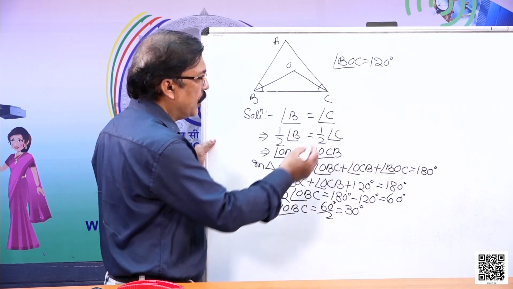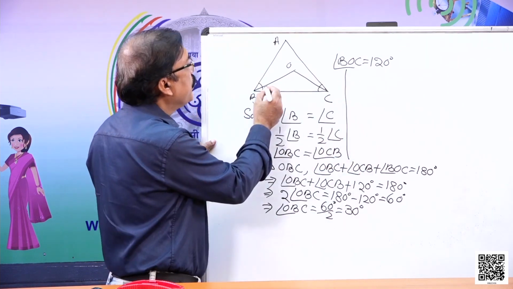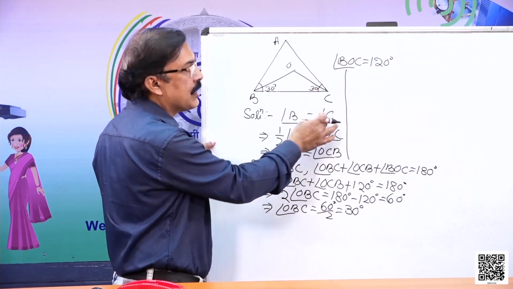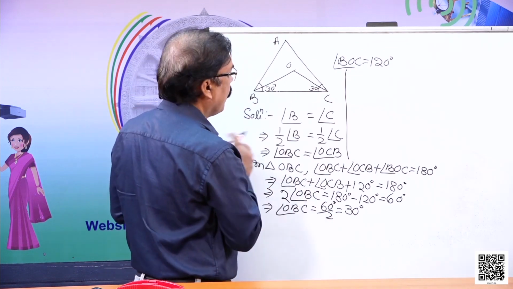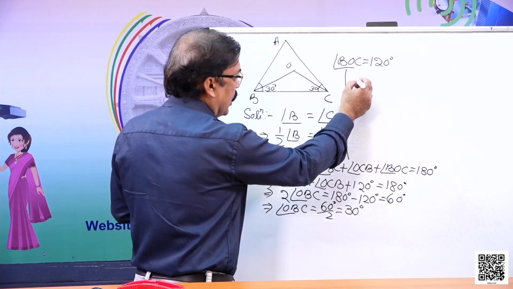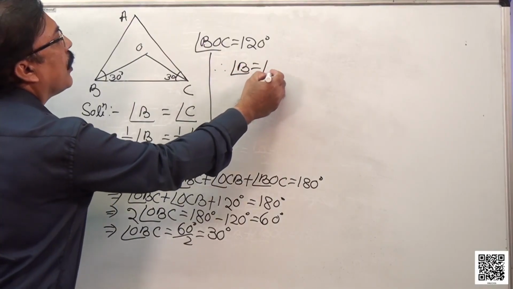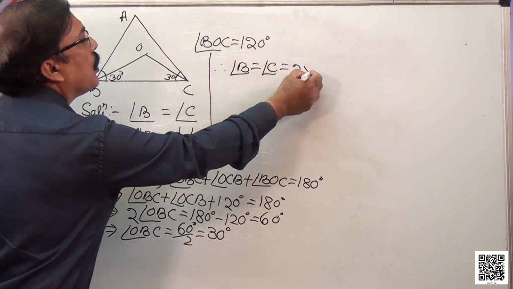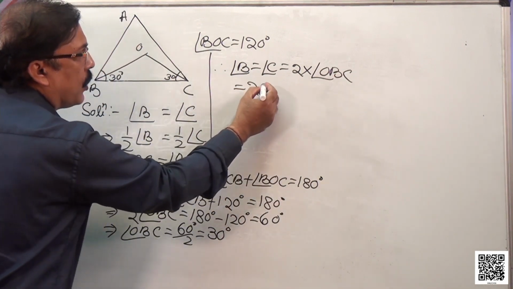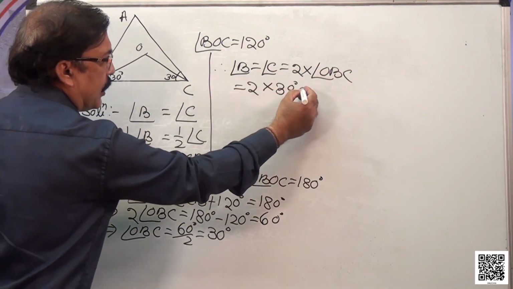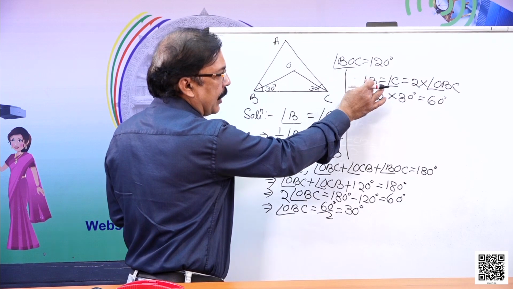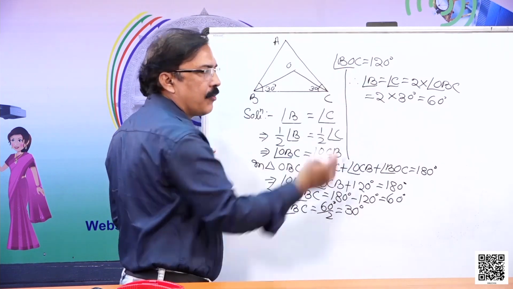So here you see OBC is 30 degree, OCB is 30 degree. Then what about B and C? You see OBC is half B, so angle B is equal to angle C is equal to 2 into angle OBC, that is 2 into 30 degree, that is 60 degree. So here we get that angle B equal to C equal to 60 degree.